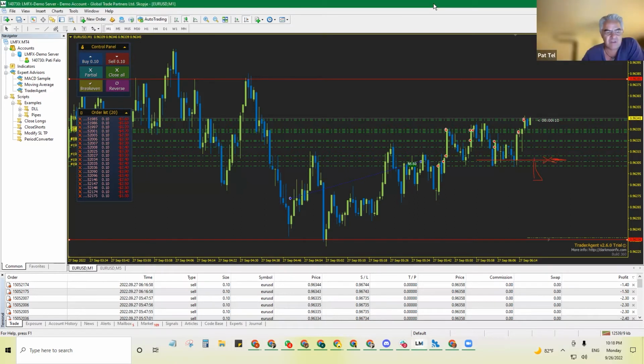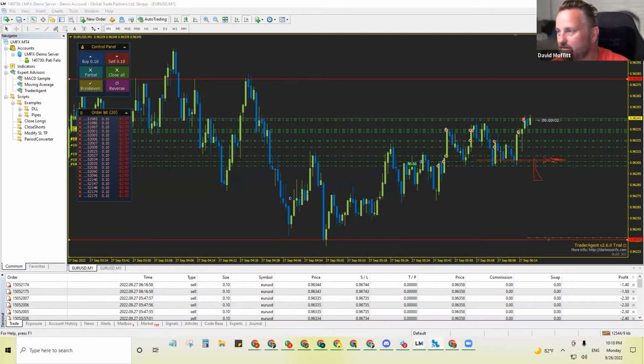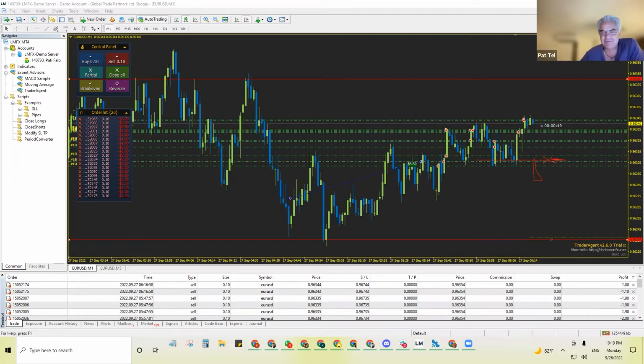So anyone in Florida for the hurricane? Hope not. I mean, that would not be good if you're trading. House is blown away. I got so few trades on still. Hold on to the computer, yeah. Yeah, exactly.